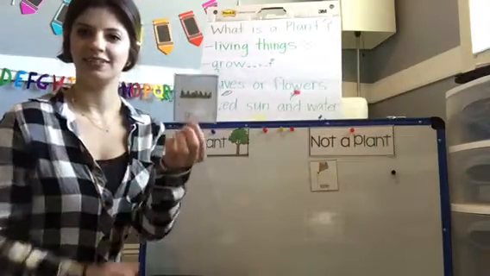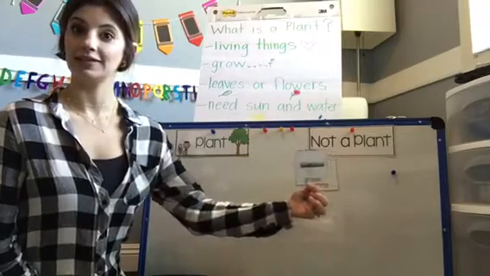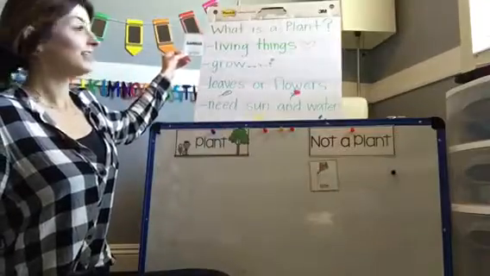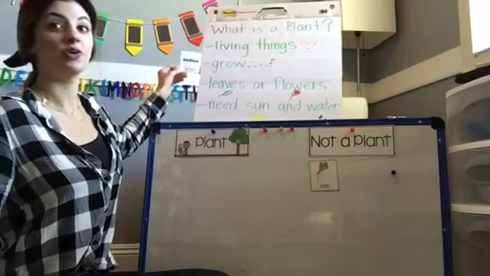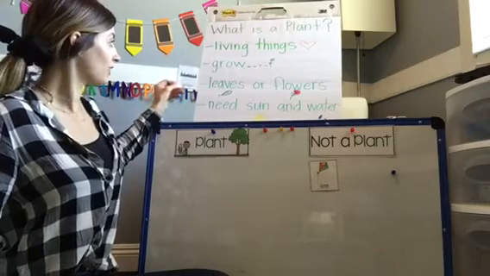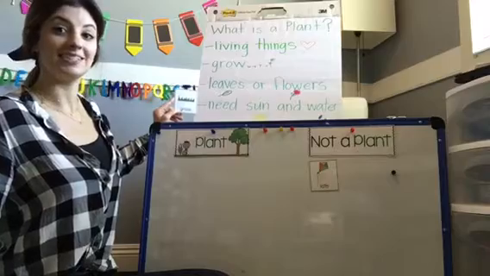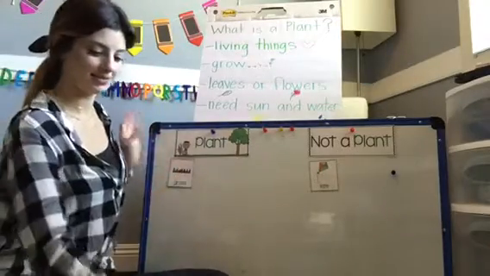Grass. Is grass a plant or not a plant? Let's think. Grass is a living thing. Grass grows. Grass has leaves or flowers, and grass needs sun and water. So grass is a plant.